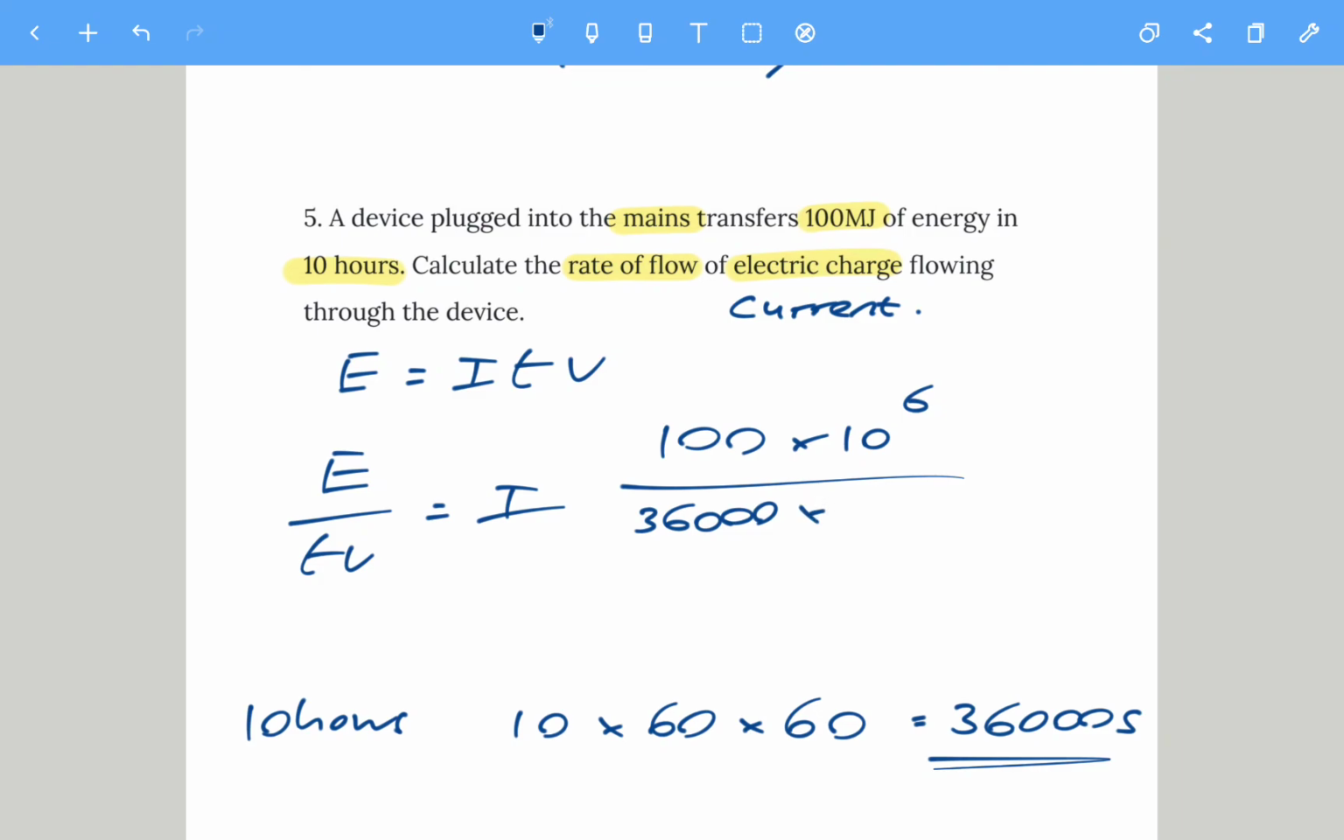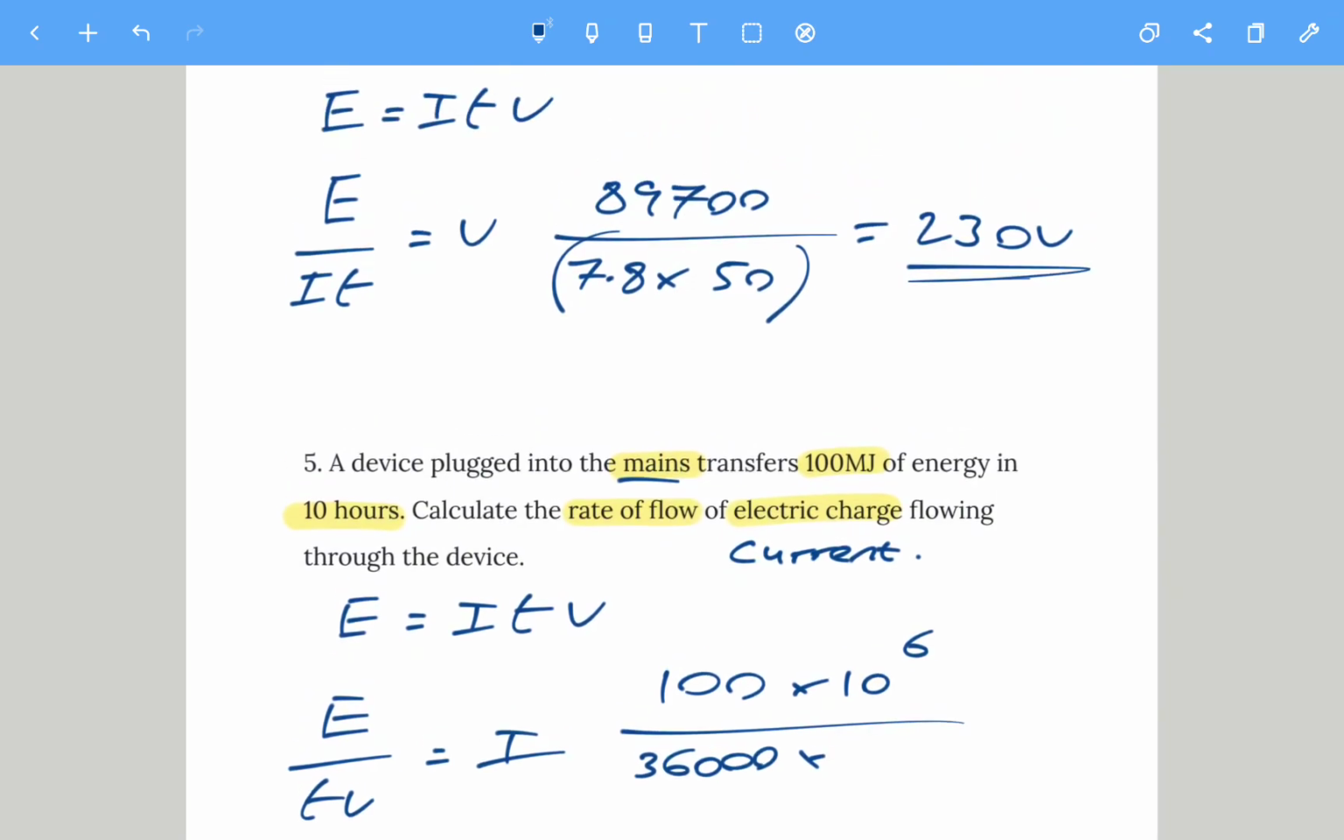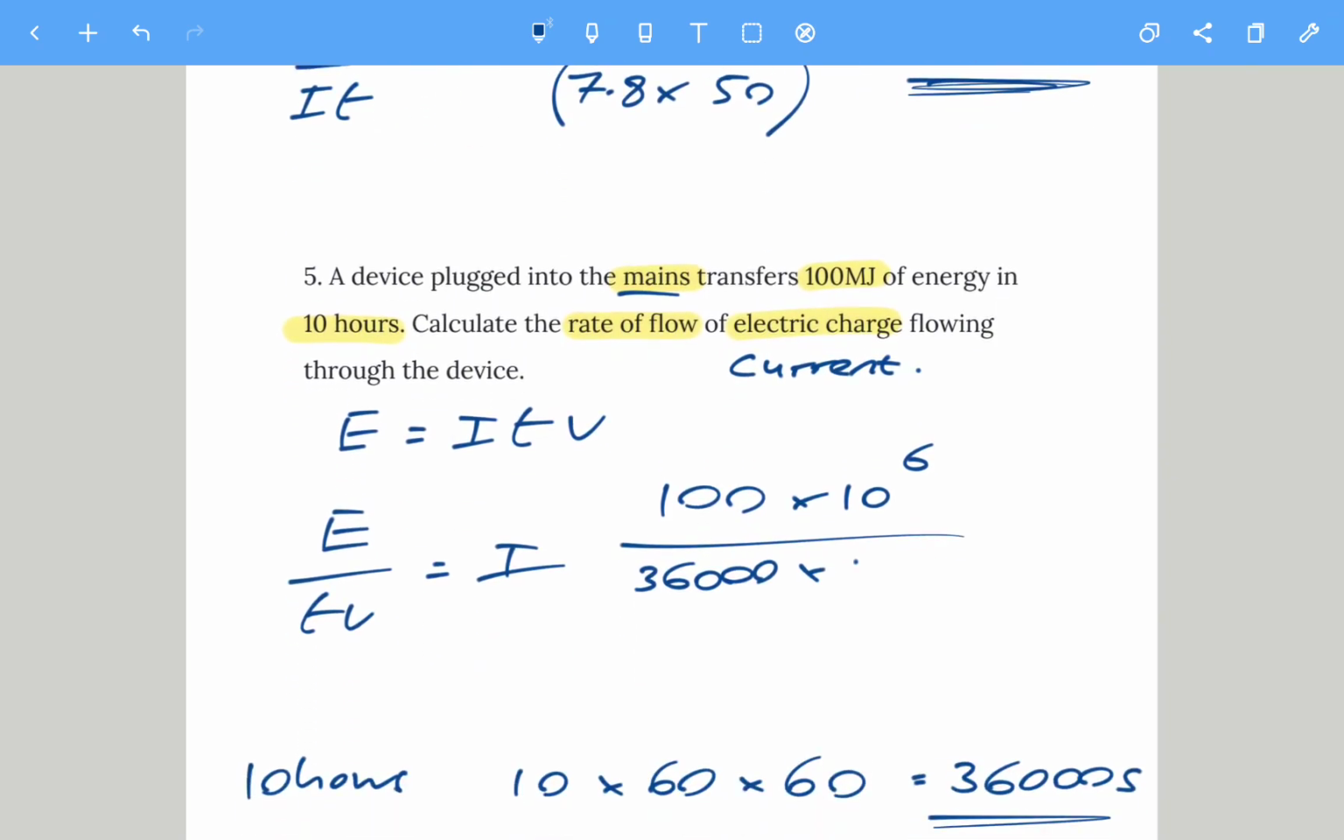So pop that one in there. Times the voltage. Now it's plugged into mains, and you should know that mains voltage is 230 volts average, which is why I said that should be ringing a bell. So times that by 230. And that gives a current, or a rate of flow of electric charge, of 12.1 amps. And just a bit more information, the maximum current that you could possibly have for mains electricity is 13 amps.